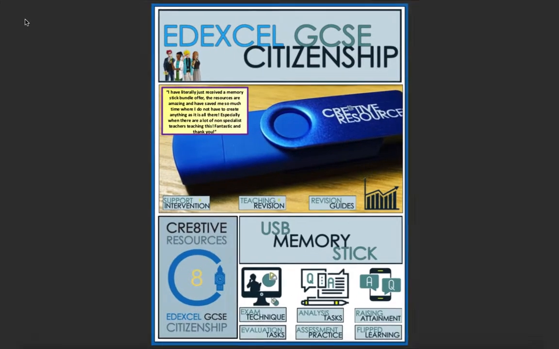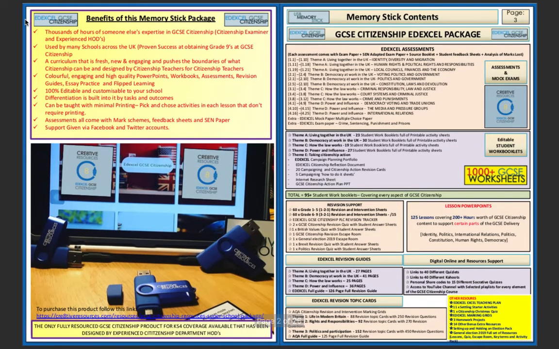So as you can see here, you will receive a memory stick. It will be branded blue. And what do you get on the memory stick? Essentially, you get a package of resources to help you deliver GCSE citizenship for your exam board.